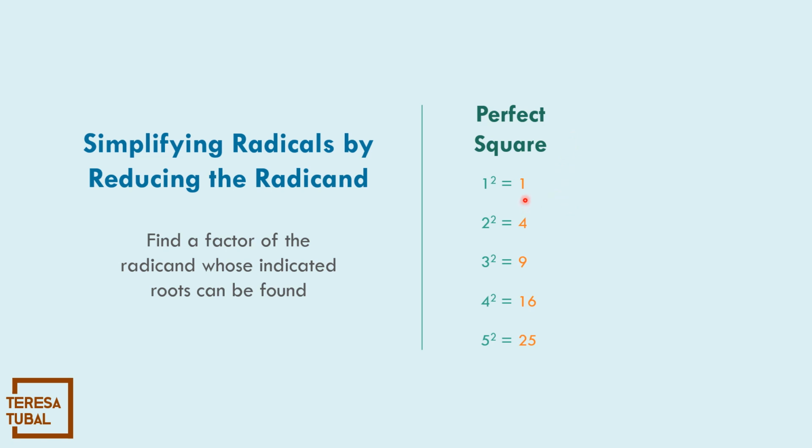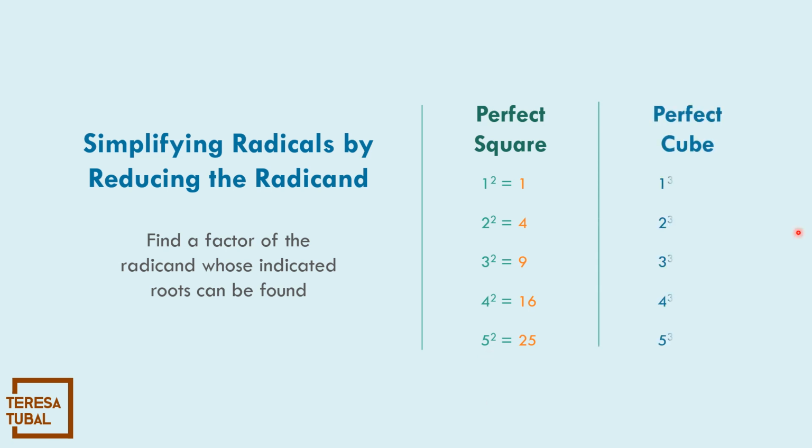If we get the square root of 1, that is equal to 1. Square root of 4, that is 2. Square root of 9, the answer is 3. Square root of 16, that is equal to 4. And square root of 25, the answer is equal to 5.